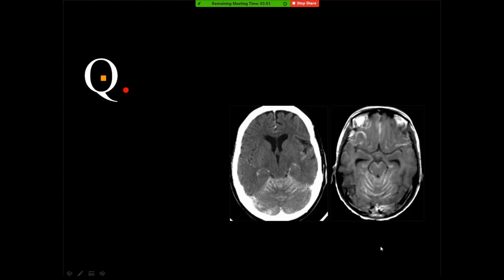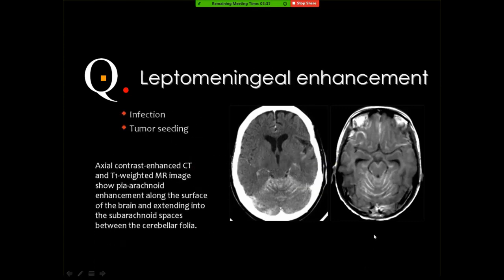Occipital demyelination? No. Cerebellar hemorrhage? No. Subarachnoid hemorrhage? These scans are with contrast. This is a brain with contrast and meningitis. Yes, and this is leptomeningeal.